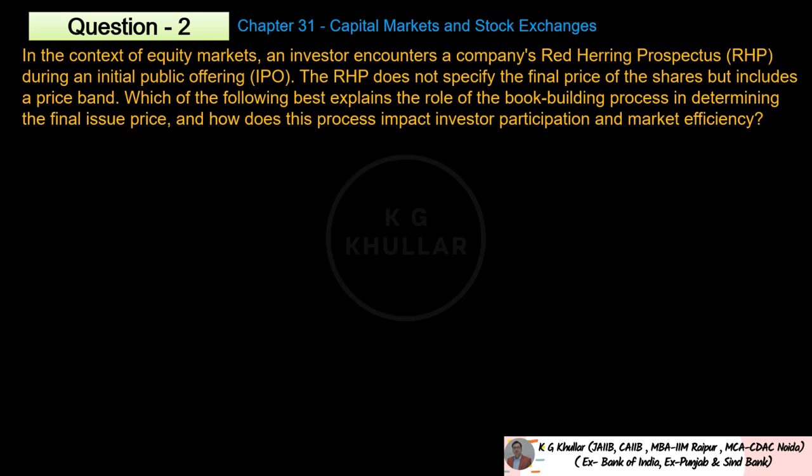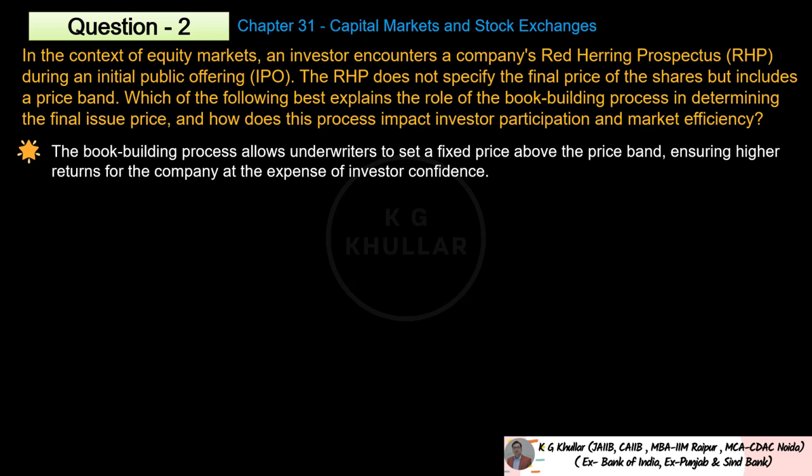The next question is from the chapter Capital Market and Stock Exchanges, and the question goes like this. In the context of equity markets, an investor encounters a company's red herring prospectus, that is RHP, during an initial public offer, that is IPO. The red herring prospectus does not specify the final price of the shares but includes a price band. Which of the following best explains the role of the book building process in determining the final issue price? And how does this process impact investor participation and market efficiency?